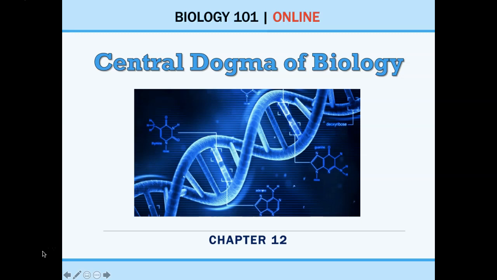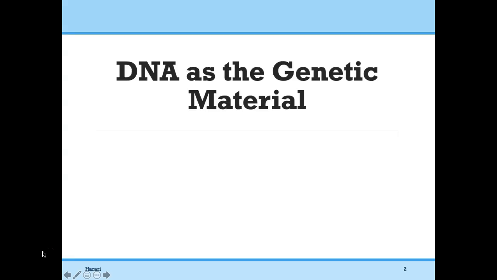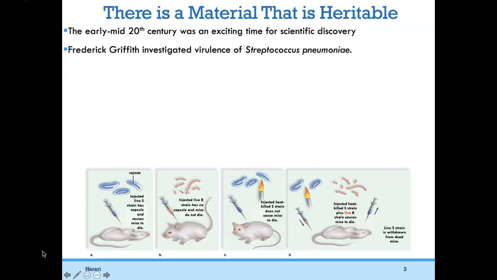Today we will discuss chapter 12, which is the central dogma of biology. So the early to mid-20th century was a really exciting time for scientific discovery. And this started with an experiment done by Frederick Griffith in the 1920s.